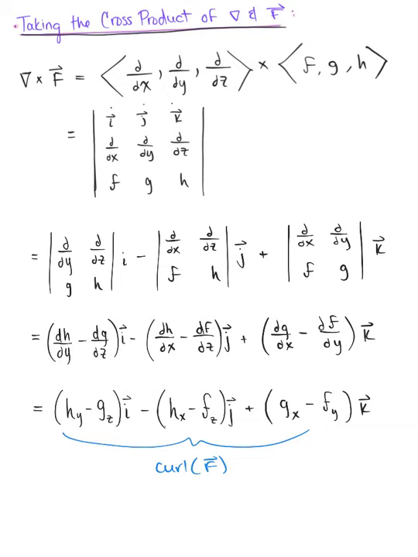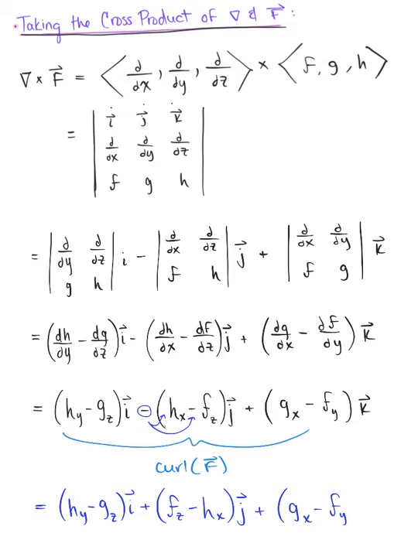Now alternatively, sometimes we'll see this written as follows. This is an equivalent form. We can say the partial derivative of h with respect to y minus the partial derivative of g with respect to z times i hat. And now if we take this negative and distribute it through to both terms, we can rewrite this as plus the partial derivative of f with respect to z minus the partial derivative of h with respect to x times j hat, plus the partial derivative of g with respect to x minus the partial derivative of f with respect to y, k hat.